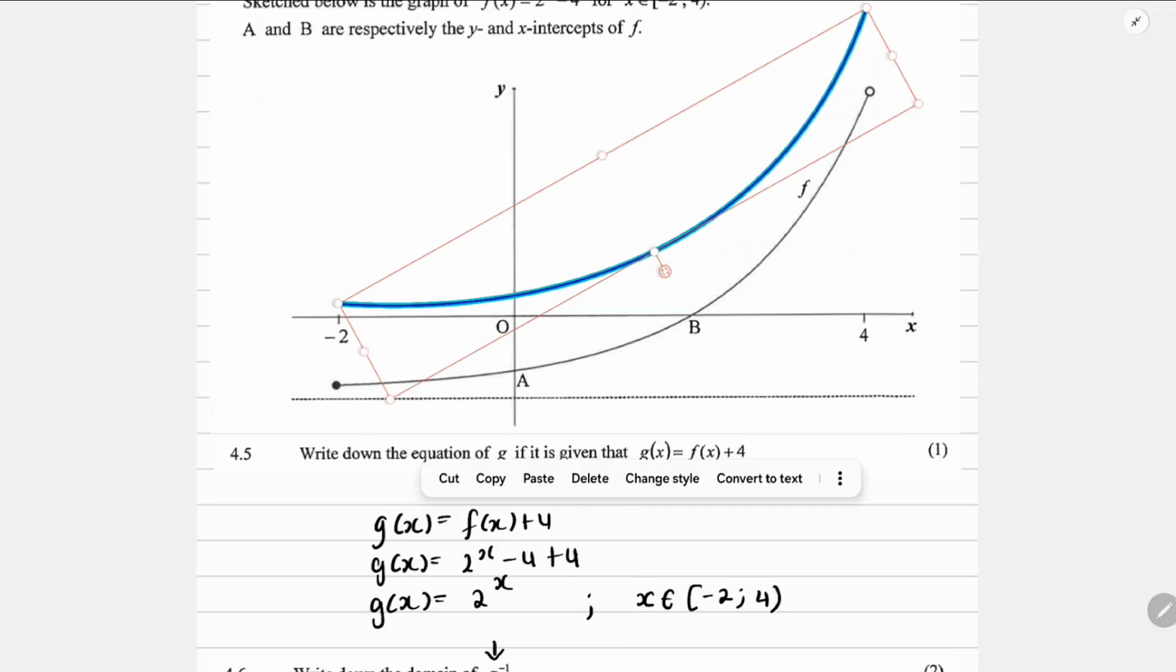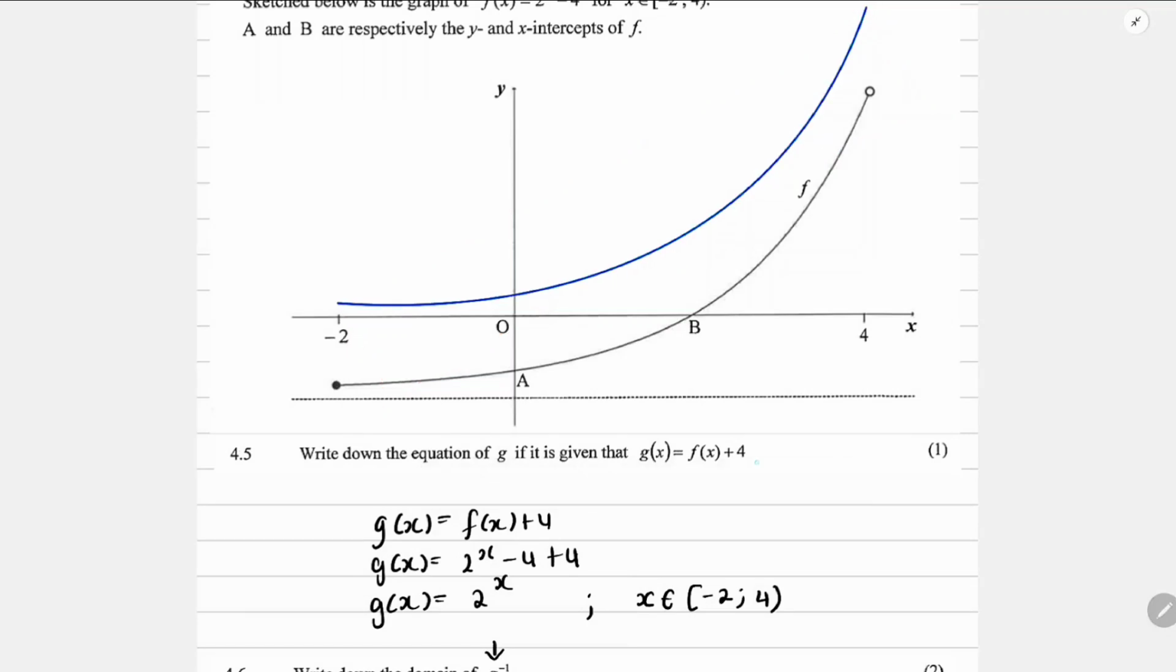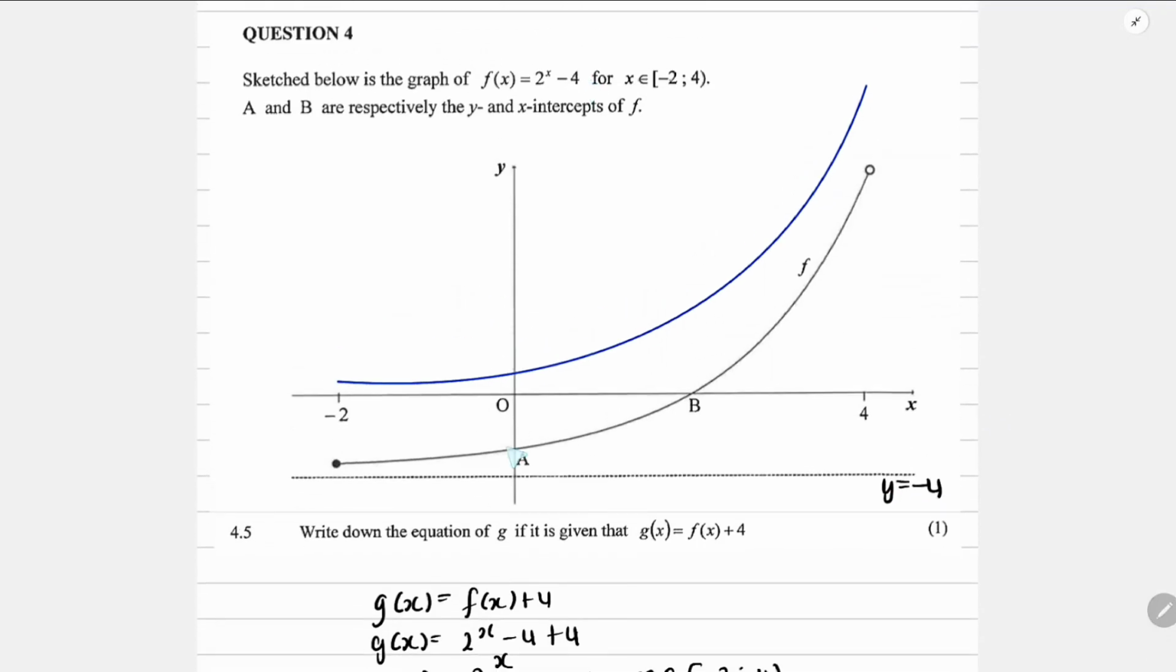And you can actually find out where exactly it lands because you know that the horizontal asymptote of the graph of f was y equals -4. That's why we have that -4 over here. If this graph shifts up, that y value is going to move up by 4 units. And now the new horizontal asymptote is y equals 0. So it's just above 0 like that. That is the graph of g.